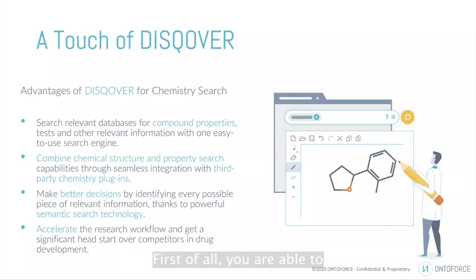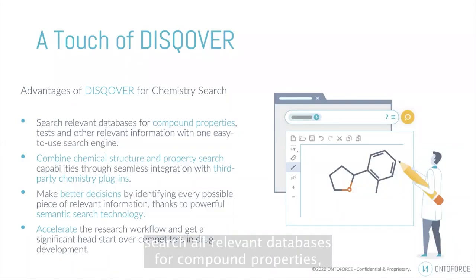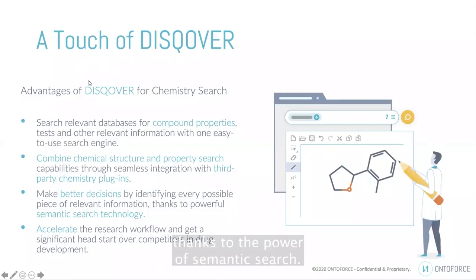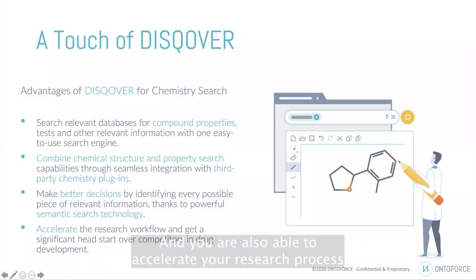First of all, you are able to search all relevant databases for compound properties, tests, and other relevant information sources. You're also able to combine chemical structure and property search capabilities through seamless integration with third-party chemistry plugins. You're able to make better decisions by identifying every possible piece of relevant information thanks to the power of semantic search. And also you are able to accelerate your research process and get a significant head start over your competitors in the overall process of drug development.